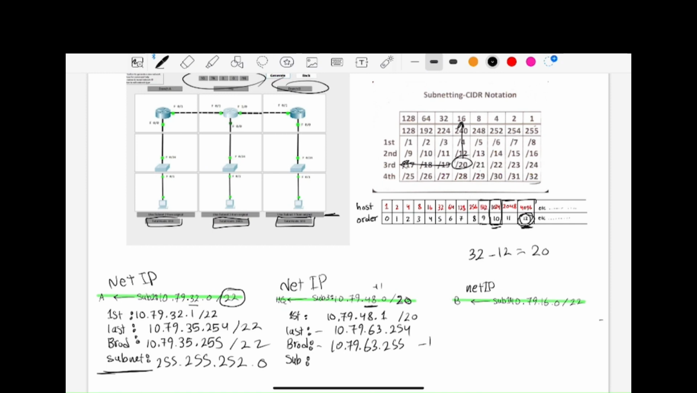Okay, and to find out the subnet mask, it's /20. It is 240 in the third octet, and after that will be 0. Before that will be 255. So that means 255.255.240.0.